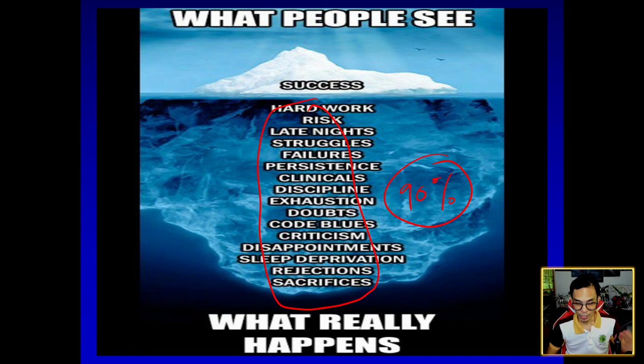In real life, there is no such thing as isostasy. So this thing will just go up. In reality, no one will see your struggle when you achieve your success, because 90% of it is submerged at the bottom, and what people see in you is only the 10% of your success.